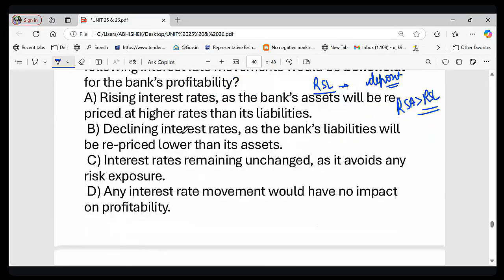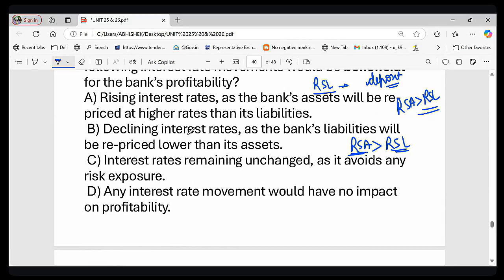Why is A the correct answer? Because with a positive gap, it means bank has more RSA than RSL, right? RSA means rate sensitive asset. RSL means rate sensitive liability. Like for example, I've given you loan and investment are RSA, and deposit is a kind of RSL, right?